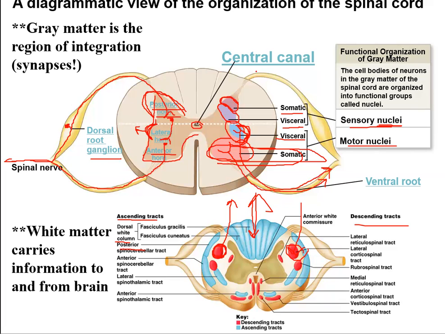All of the terms that are blue and underlined here are important for your exam and for your practical. The other ones, the ones in black, are not, with the exception of the spinal nerve. You should know the spinal nerves as well.